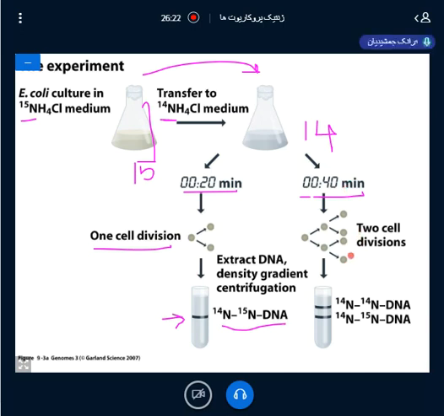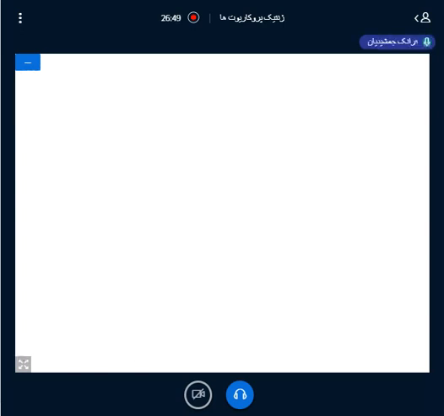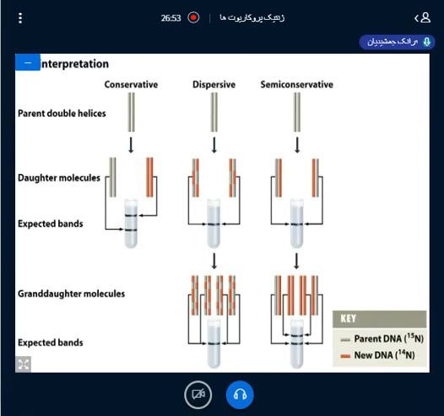And after two cell divisions, they put it in the centrifuge gradient. It means we have one band combining new and old, and one band of new DNA. This supports the semi-conservative model, but how? Separation of the two strands provides two templates.